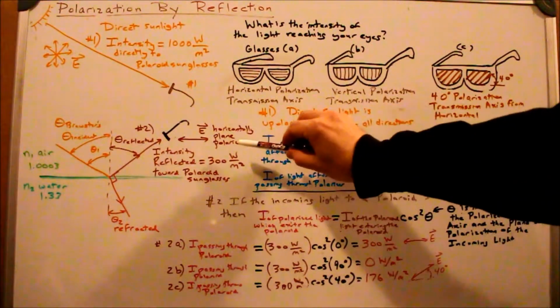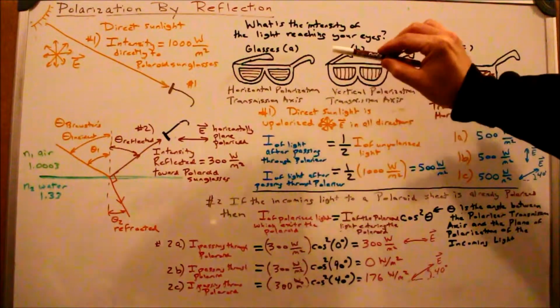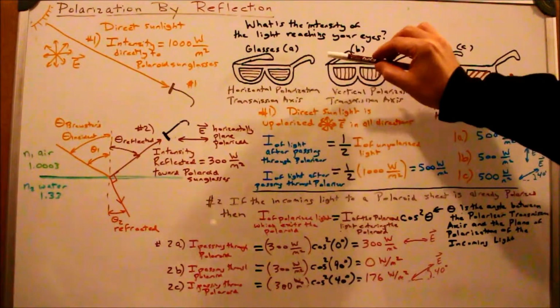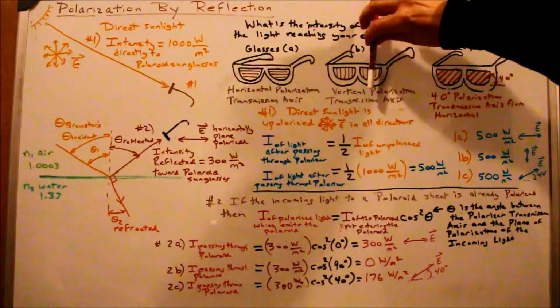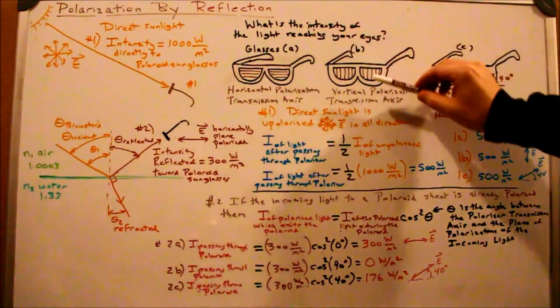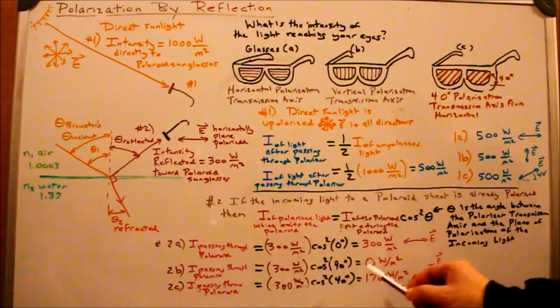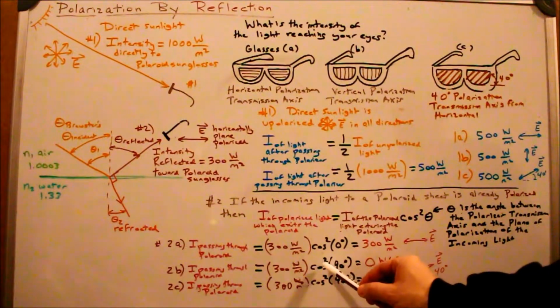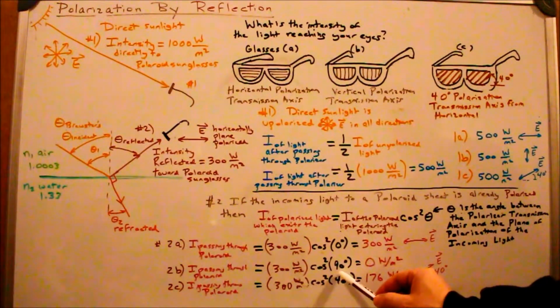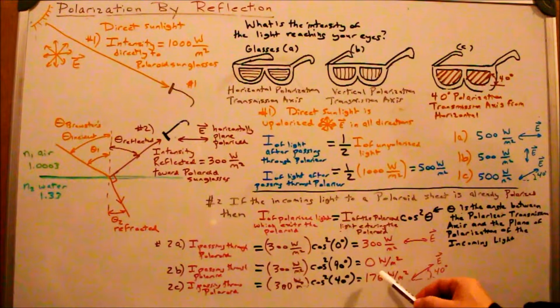For B, the polarized light which is coming to these glasses is horizontal, the transmission axis is vertical, therefore theta is 90 degrees, the cosine of 90 degrees is 0, squared 0 is still 0, so I get the answer of 0.